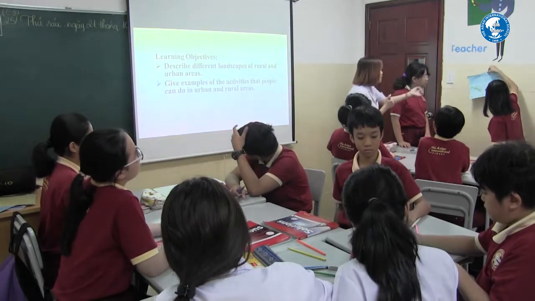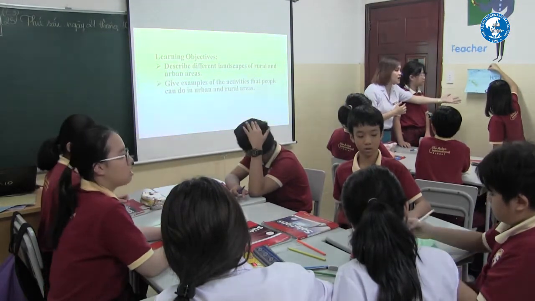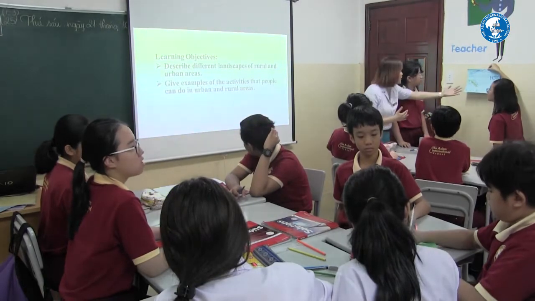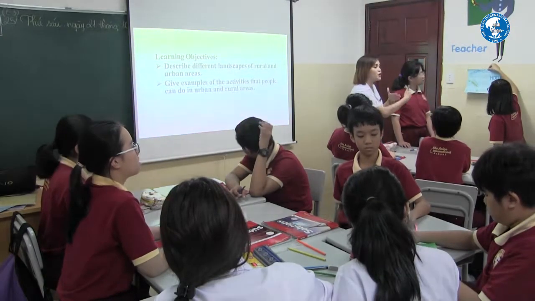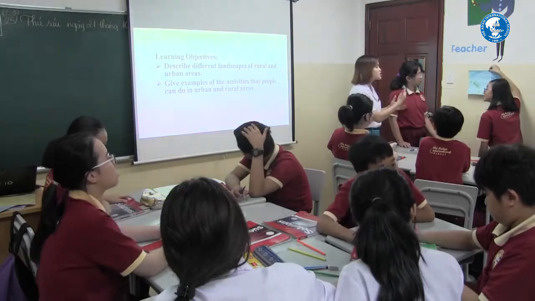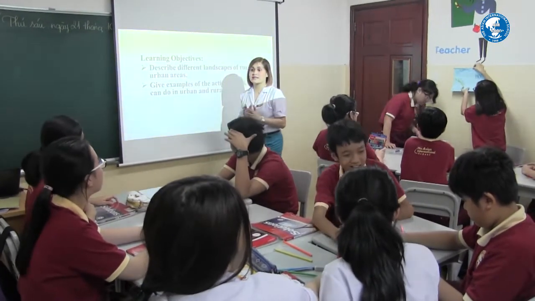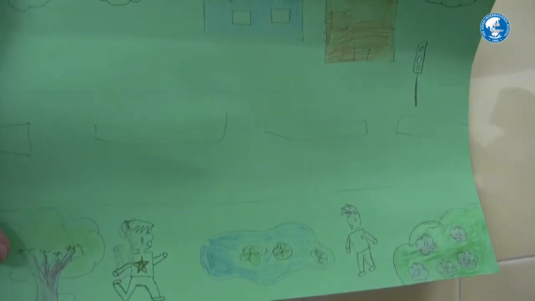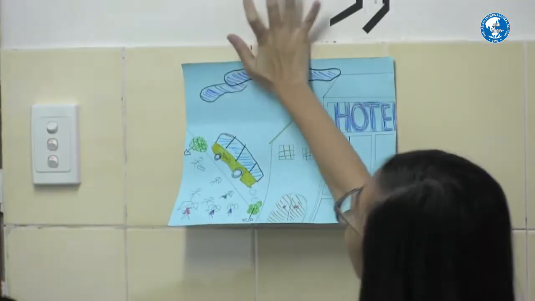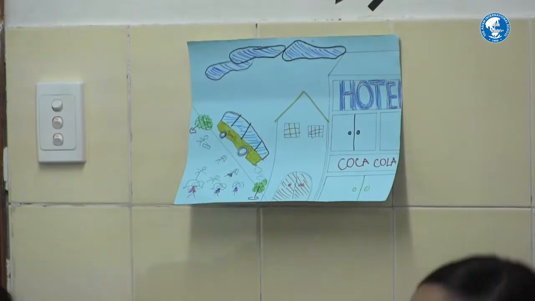For example, what's this? Oh, it's a bus. So it's a hotel. And then you are going to keep asking each other about the places. What are the following places that you can see there? And what can people do in that place?